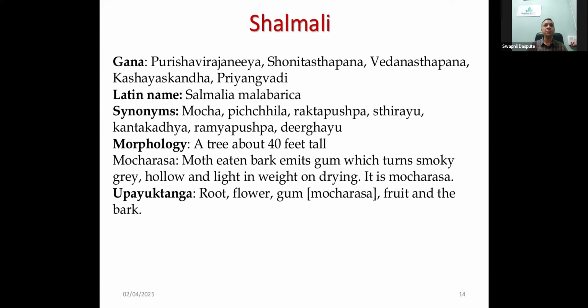Dirghayu. It imparts Dirghayu. Dirgha is long and Ayu is life. So it imparts long life as well as this tree itself has long life.